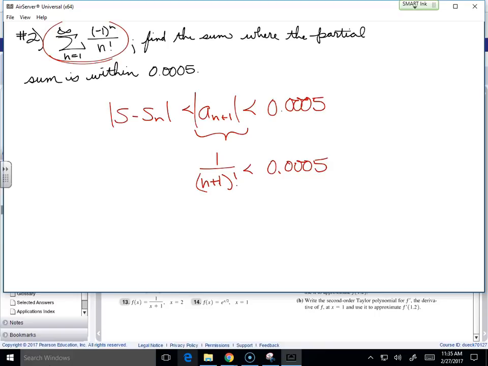Well, you could go ahead and change this and say, okay, n plus 1 factorial has to be greater than 1 divided by 0.005. And what did you guys get who did that? 1 over 0.005 is 200. So we need to figure out what factorial goes over 200, and for the ones that did it, which factorial did it?